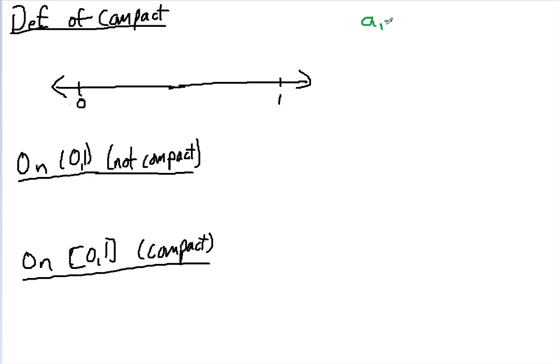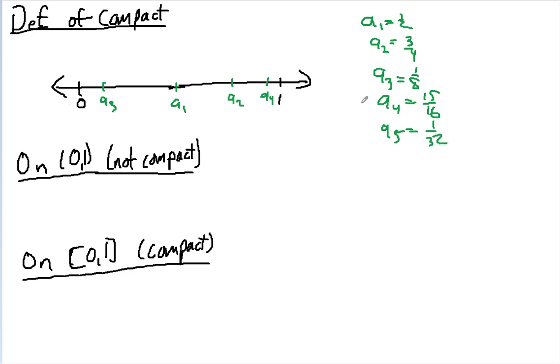Say A1 is going to equal 1/2. A1 will be right there in the middle. A2 will equal about 3/4. A3 will equal 1/8. A4 will equal 15/16. A5 will equal, I don't know, 1/32.